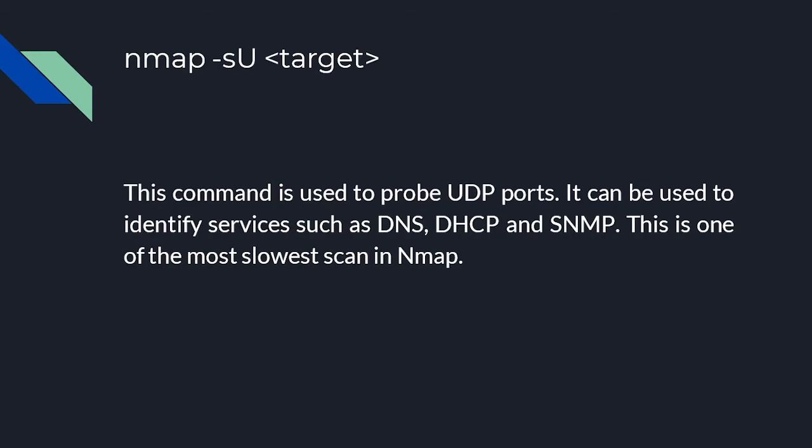The next command is nmap -sU and the target. This -sU is mainly used to probe the UDP ports. Most of the ports in our network basically run on TCP/IP, but there are still ports which run on UDP, for example DNS, DHCP and SNMP. This is also one of the slowest scans in Nmap. To implement this command, it is the same way. Instead of -sS, you have to replace it with -sU.